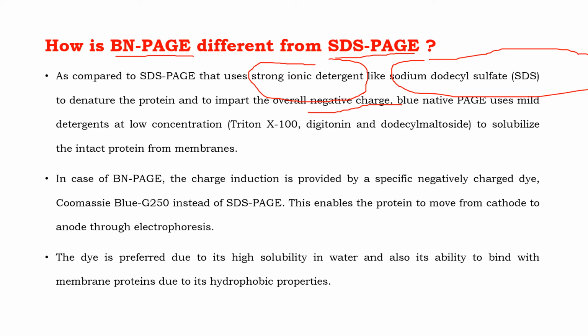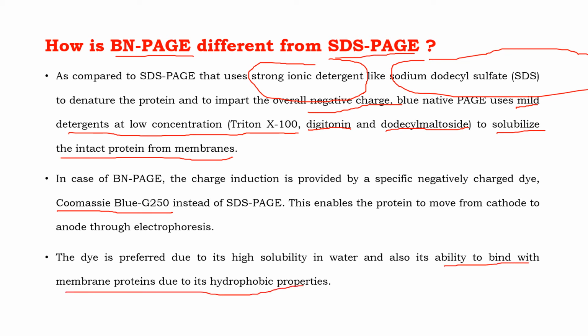However, this is not similar to the case seen in blue native PAGE. Here we use a low concentration of mild non-ionic detergents like Triton X-100. So it's basically a non-ionic detergent, and this degrades the membrane and also helps in solubilizing the protein complex. And after that we use a dye called Coomassie Blue G250, which has the ability to bind to the membrane protein and also impart an overall negative charge to it.